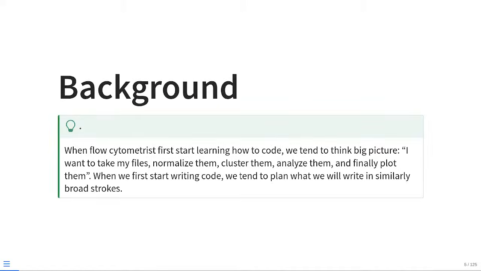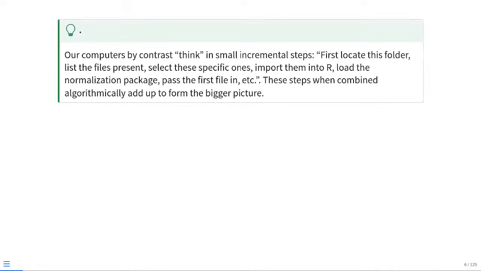So when we're first starting off trying to learn how to code as flow cytometrists, we have big dreams and we try to think in very big picture. We want to take our files, we want to normalize them if we're going to do some unsupervised analysis, we then want to cluster them, we then want to analyze them, and finally we want to plot them into pretty pictures we can use for publication. So when we first try to write code, we tend to plan and write our code in very similar broad strokes. By contrast, our computers don't really think in big picture, but they think more in small incremental steps.